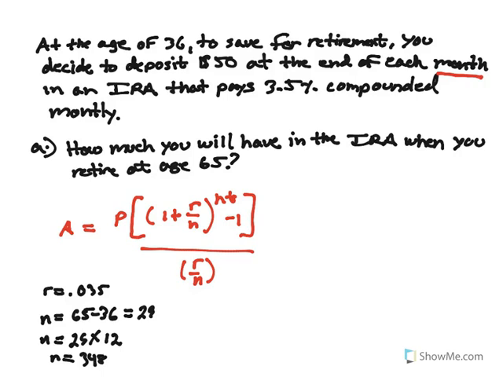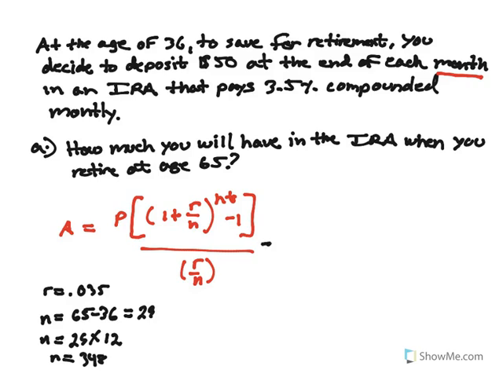and the time has already been accounted for because of the 29 years difference between 36 and 65, so that's your time, and then you times it by 12 months. Every year is 12 months, and you times that by 29, you got 348. So make sure you substitute that for n times t.